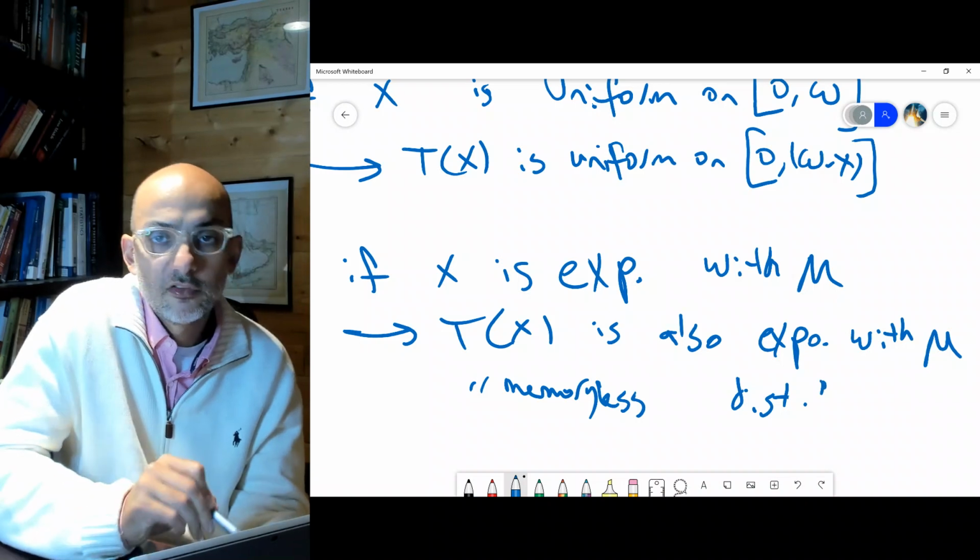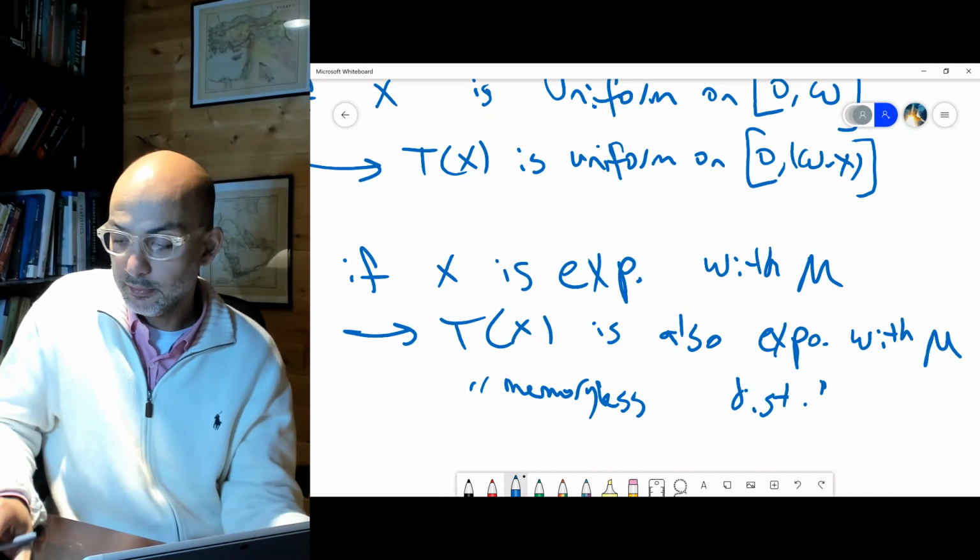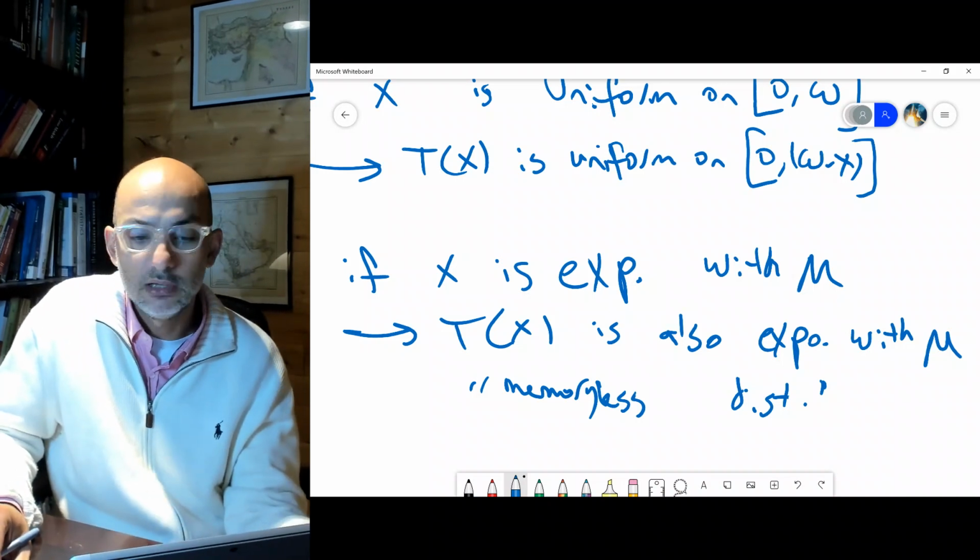For memoryless distribution, exponential is a memoryless distribution. The given information is useless, right? And this is very important, two characteristics to keep in our mind.